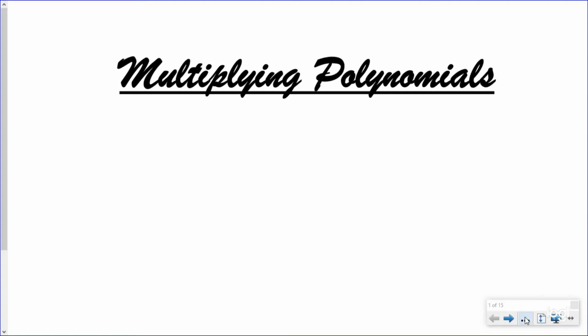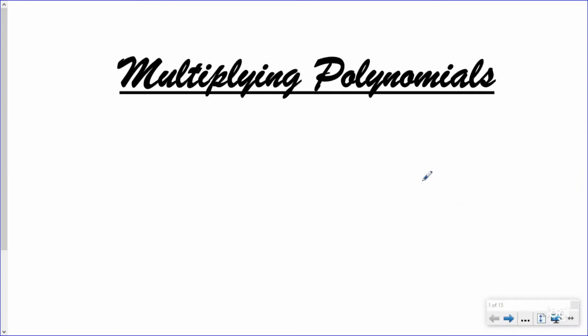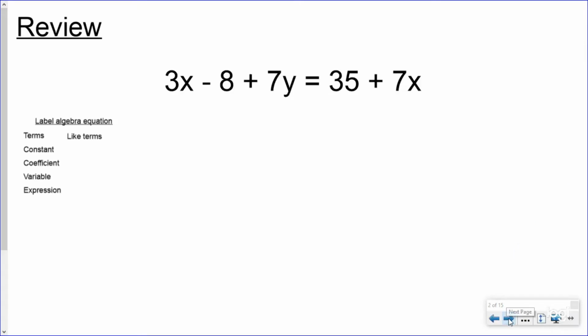And so this is one of the most basic things you guys are going to have to do in Math 1. And so that's why it's going to be part of our first couple lessons, and then you guys will have some morning work on it to kind of review. So first of all, we need to review the parts of an algebraic equation, right?